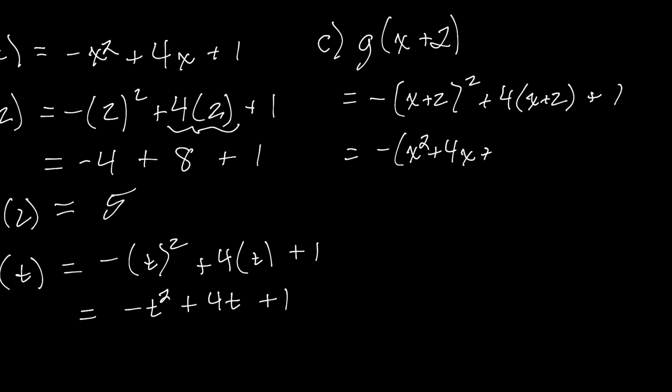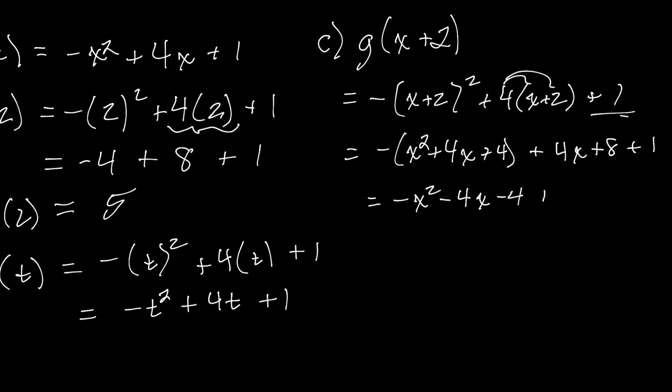Make a better plus sign there. Plus 4 plus, and this is a separate term, so I can distribute this right now. 4x plus 8, and I still have the plus 1 coming along for the ride. So now be careful here. This negative applies to each one of the terms inside the parentheses. So when I rewrite this without parentheses, everything inside the parentheses gets its sign changed, in this case from plus to minus.